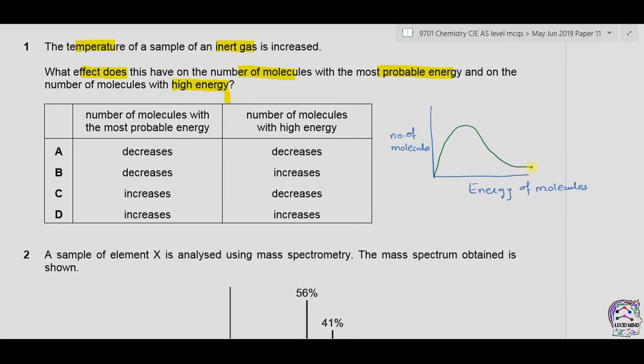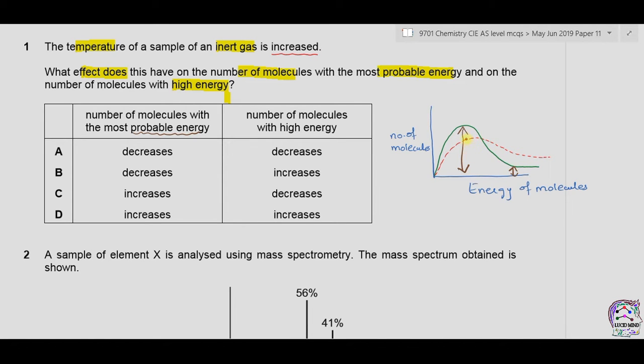At normal temperature the curve is like this. Now this curve has two parts. One is this one. This one shows the number of molecules with most probable energy. And second portion is this one, which shows the number of molecules with high energy. When the temperature is increased, as the area under the curve is constant, this curve will move in the right direction.